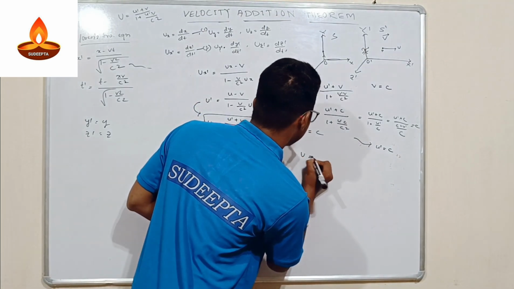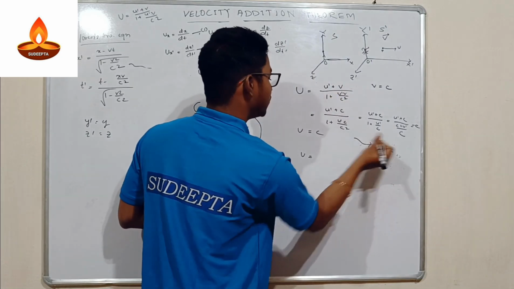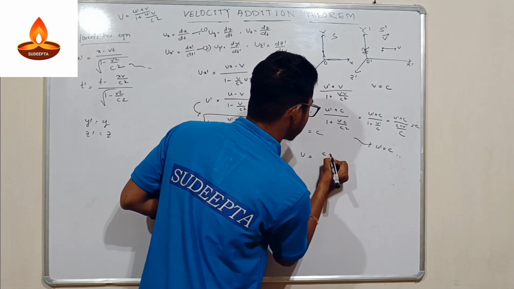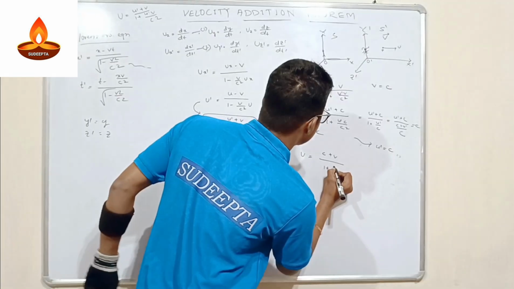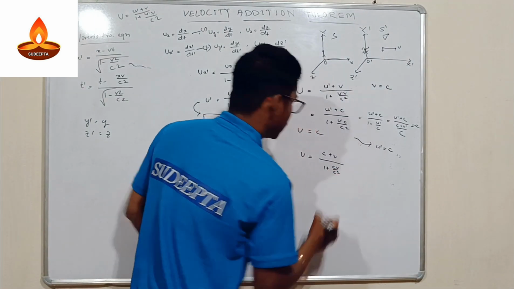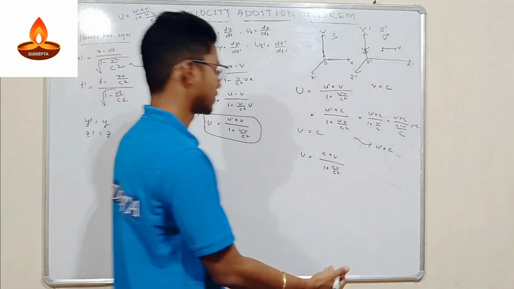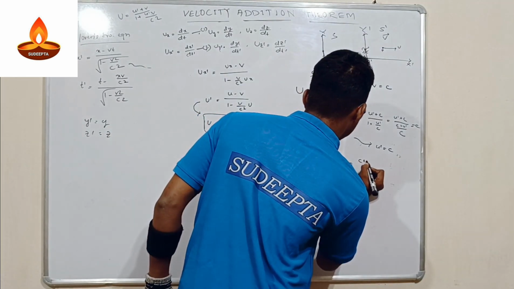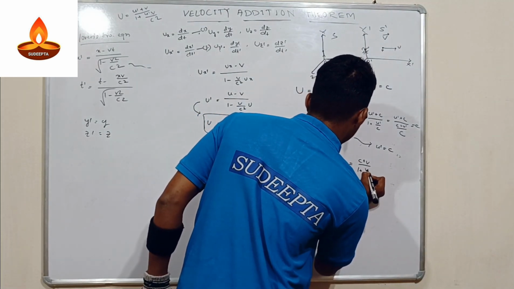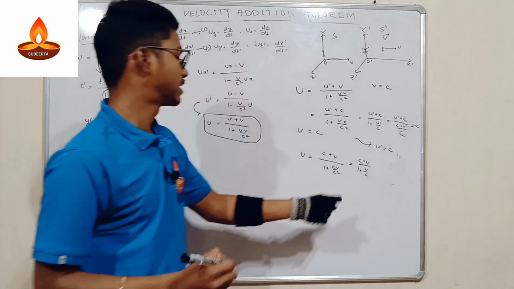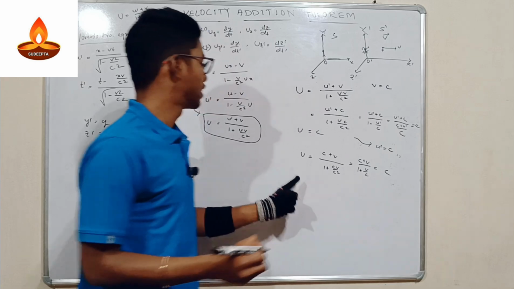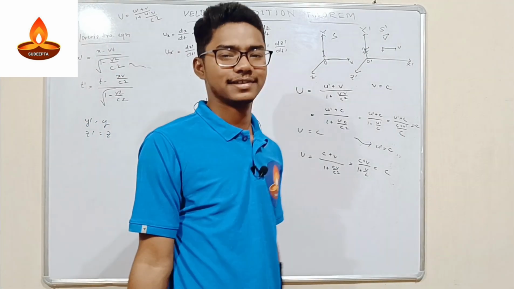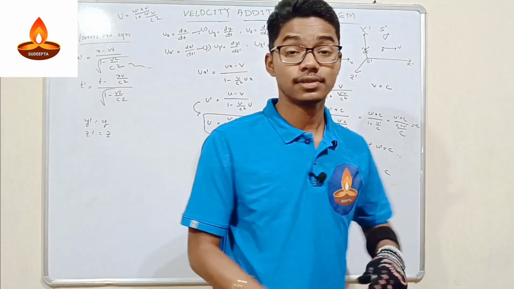Let's say u is equal to u dash plus v upon 1 plus u dash v upon c square. In u dash we can replace c, so c plus v upon 1 plus, in the u dash we replace c, c v upon c square, and one c will be cancelled out. The same scenario will happen: c plus v upon 1 plus v upon c. If you take the LCM, those will cancel out and it will remain as c. That means here u is equal to c also happening.